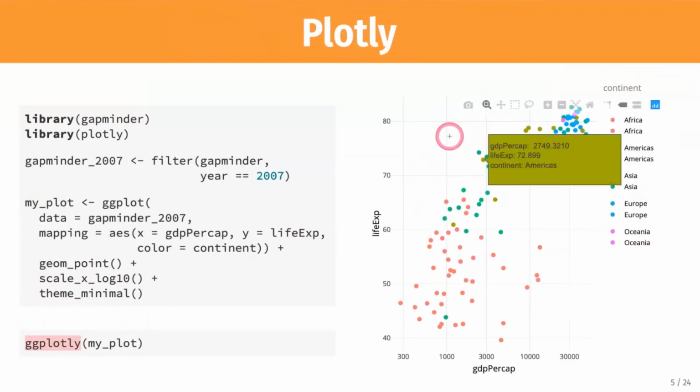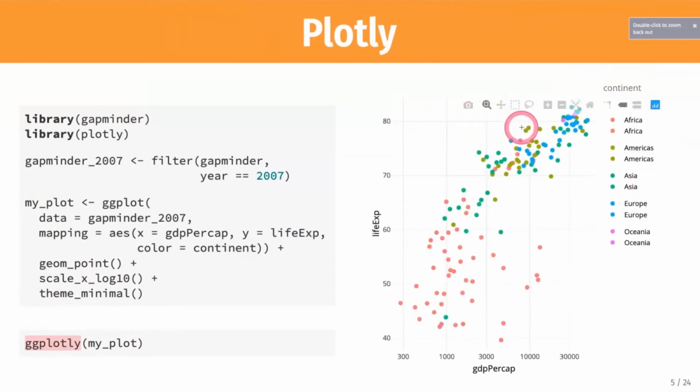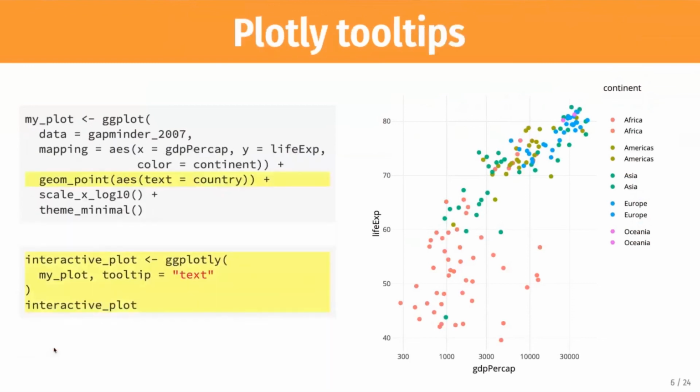I can zoom in on specific areas of the plot. You can do all sorts of really cool things with this. And the only code I had to use was ggplotly. You can control what the tooltips show if you use this text aesthetic. Normally, there is no such thing as a text aesthetic, and if you try to run it in R, it will give you a warning and say, what is text? But Plotly knows what to do with text.